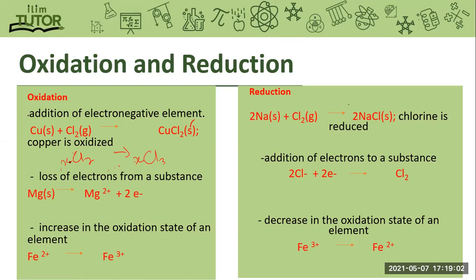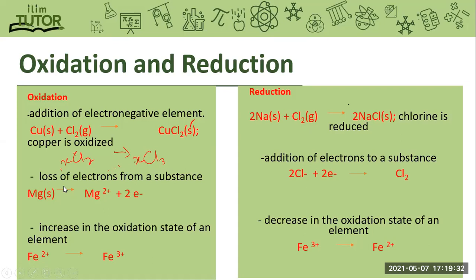All right. In reduction, we'll see it as removal or reduction of electronegative element. So if there is removal of electronegative element, then I will say that is reduction. Take for instance, look at this. 2 chlorine atoms, only 1 chlorine atom. So chlorine is reduced.